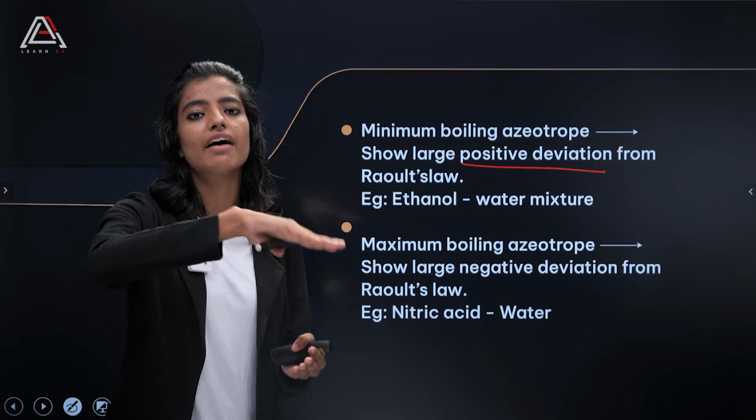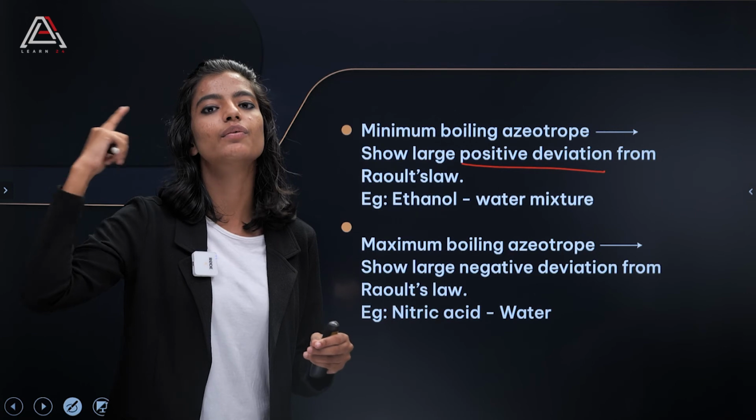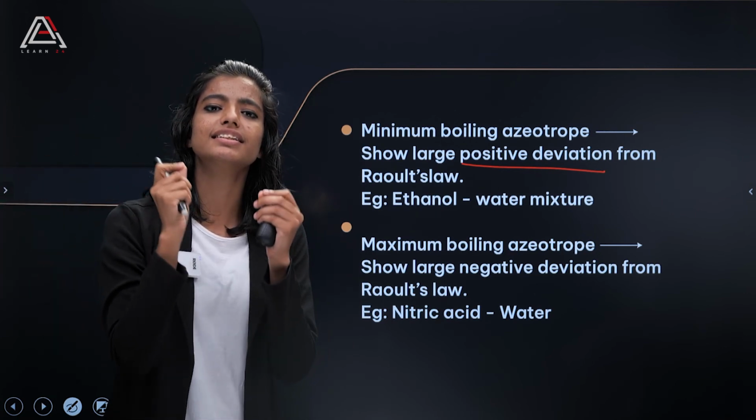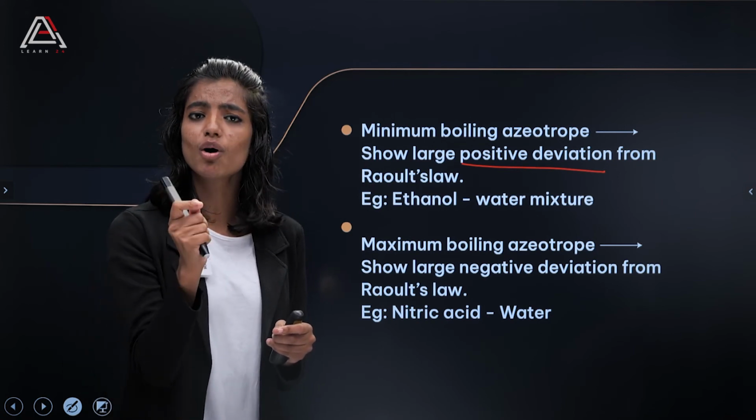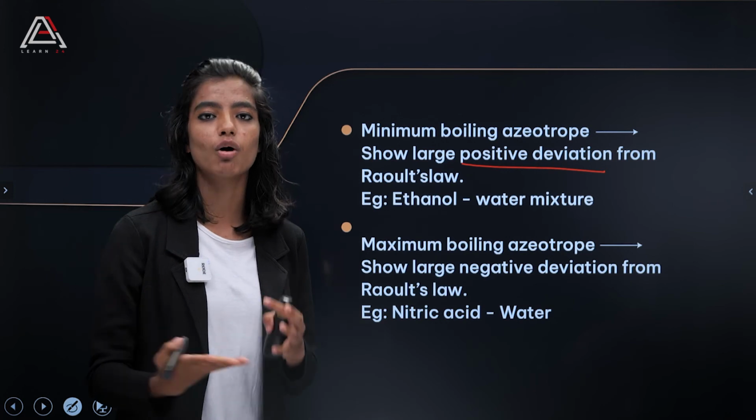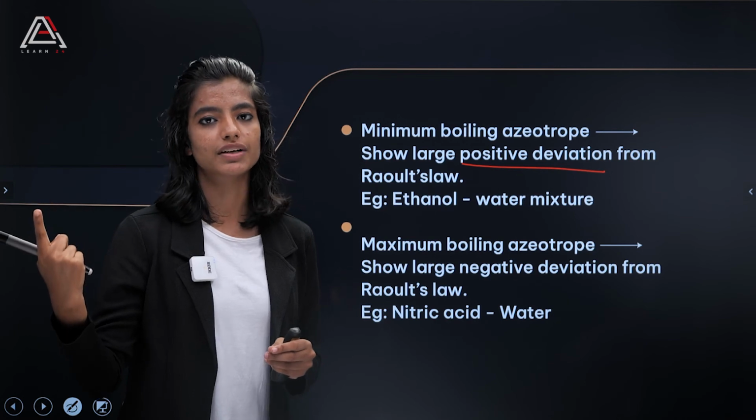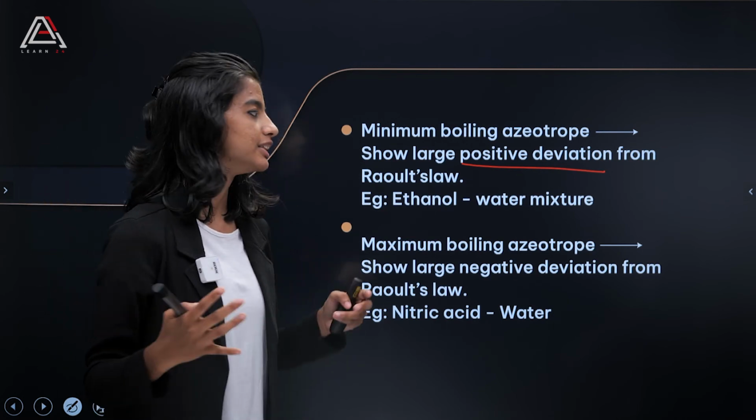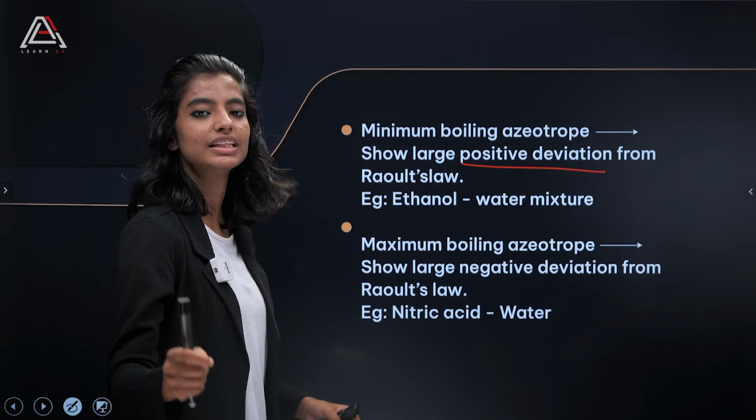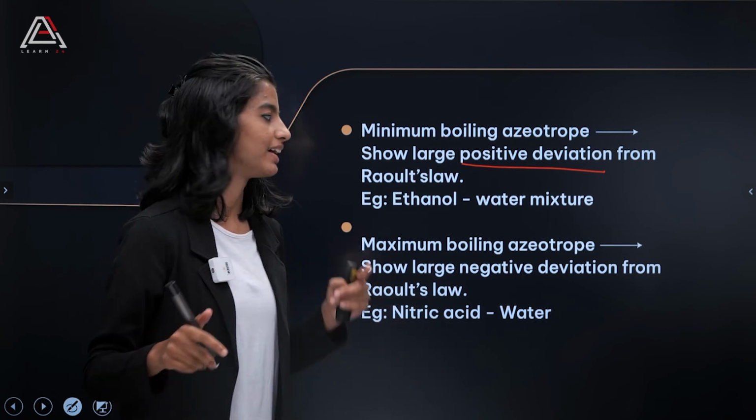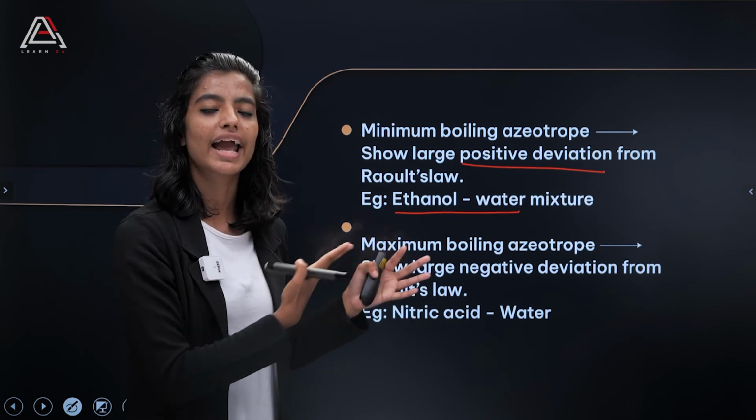Now, I already have a higher vapor pressure, right? In order to make this vapor pressure equal to the atmospheric pressure, I require only a small rise in temperature. If I raise the temperature by a small amount, this solution will boil because the vapor pressure will easily become equal to the atmospheric pressure. So I require only a small amount of temperature to boil that solution. Minimum boiling azeotrope. Example, ethanol and water mixture.